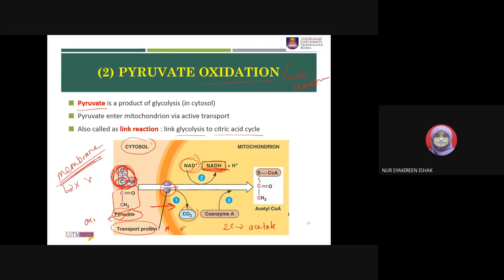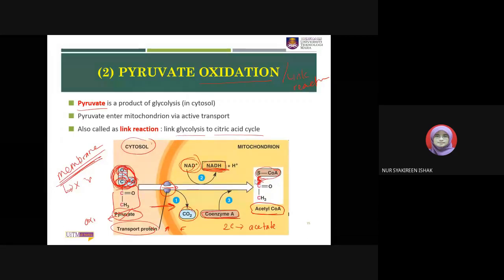So acetate that enters will combine with coenzyme A, become acetyl-CoA. If you look at this diagram here, the link or the bond between acetate and the coenzyme A is through a very unstable bond. So the attachment is only temporary.